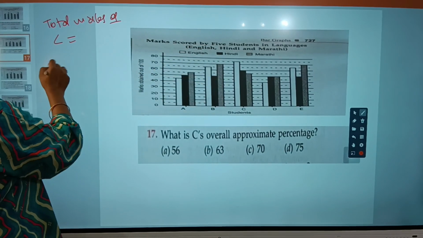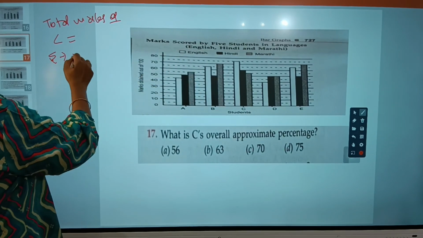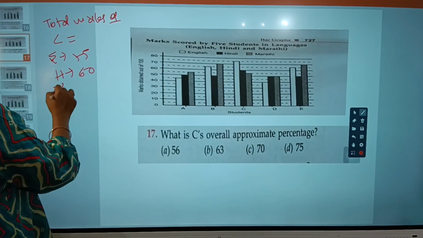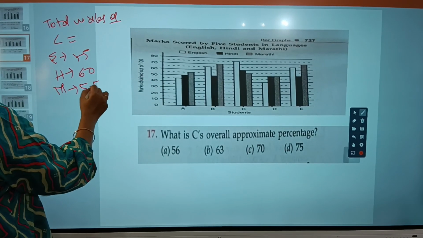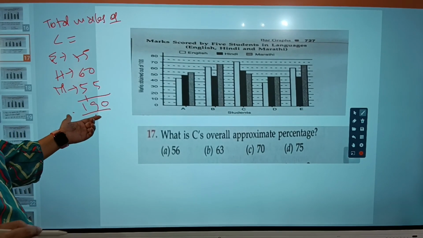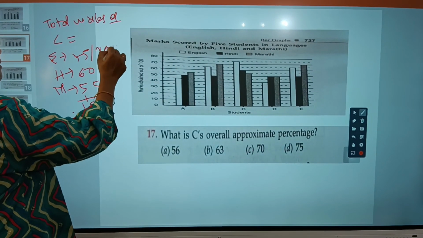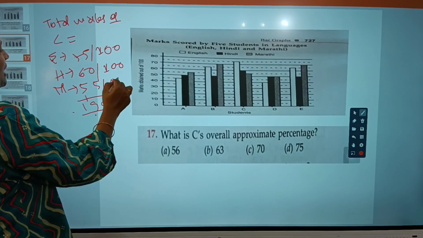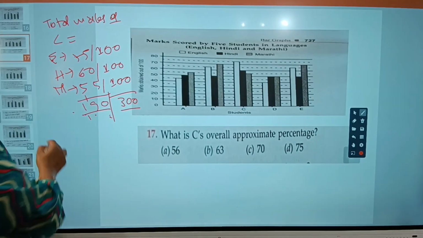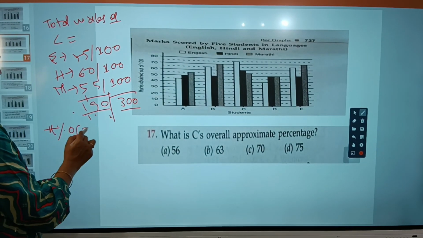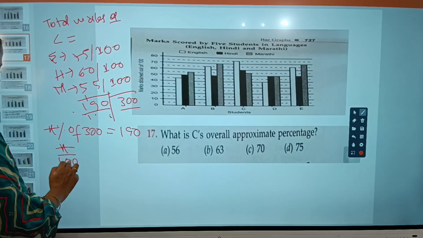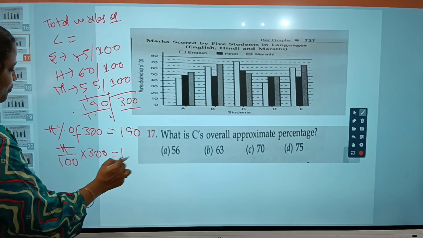In Hindi, English, Marathi: in English it is 75, Hindi it is 60, Marathi it is 55. So 10, 13, 19. So 190 marks he got out of, each subject out of 100, so the total marks are 300. Now we have to make the percentage. X percent of 300 is equal to 190. X by 100 into 300 is equal to 190.